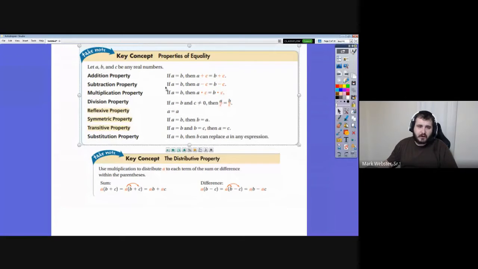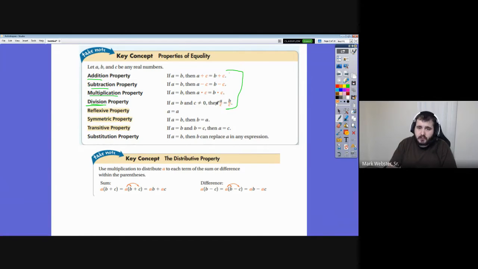So up here we've got these first four, which are what we call properties of arithmetic. Basically, if I add something to both sides, I'm using the addition property. If I subtract something from both sides, that's called the subtraction property. If I multiply to both sides, that's the multiplication property. And if I divide something to both sides, as long as that something is not 0, remember we're not allowed to divide by 0, then that is what we would call the division property.